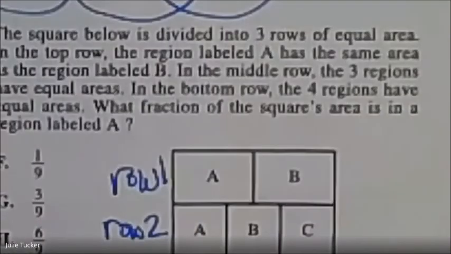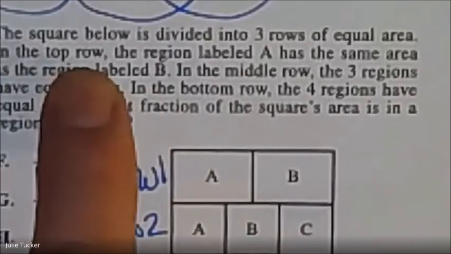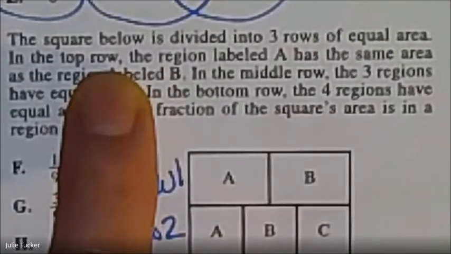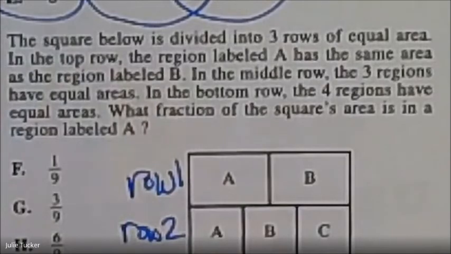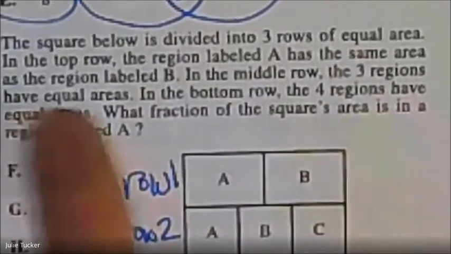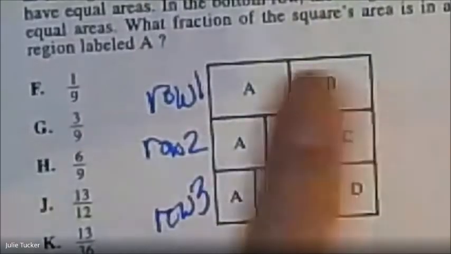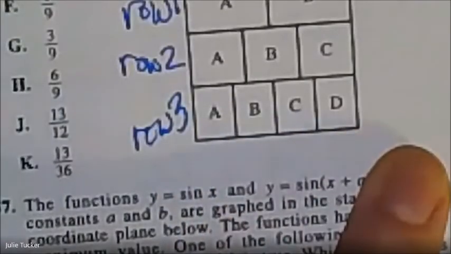I'm sorry. Okay. In the top row, the region labeled A has the same area as the region labeled B. A and B. So they're saying the top row is split exactly in half. In the middle row, those 3 regions have equal areas. So this is split in thirds. And in the last row, the 4 regions. So this is in fourths. What fraction of the square's total area is in a region labeled A?